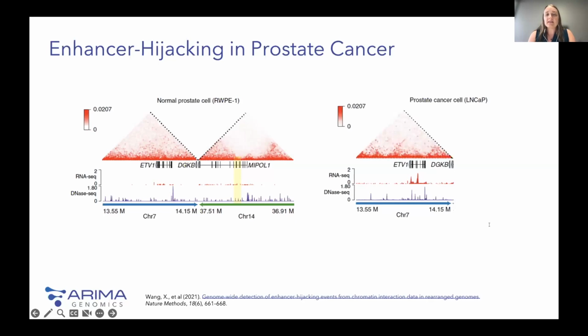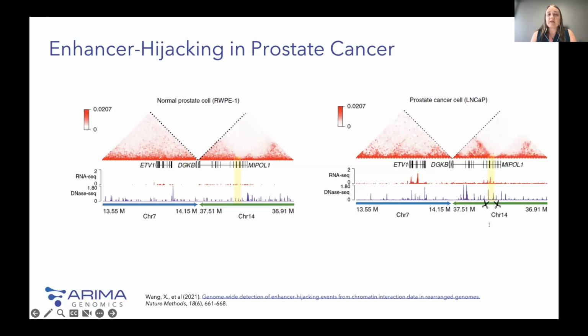Now, if we look in prostate cancer cells, here we see the interactions again on chromosome 7 and the interactions on chromosome 14. And in these cells, there is a fusion event between these two chromosomes. And we actually see the expected interactions between the two chromosomes on the rearranged allele. So in the interaction data here, we can see these looping structures denoted by the circles that are forming between the ETV1 promoter and other regions in an intron of MyPol1 in a region that is also marked by DNase hypersensitivity.